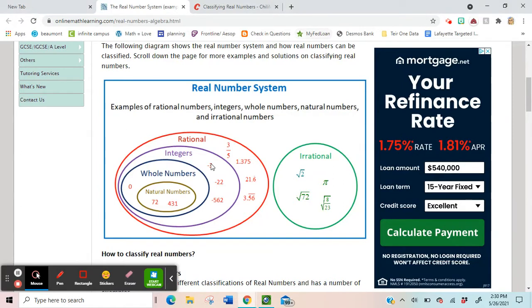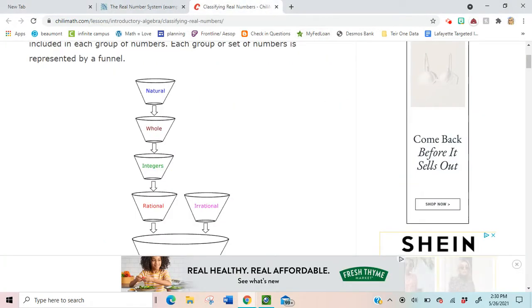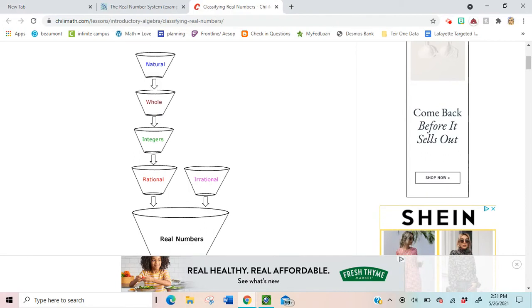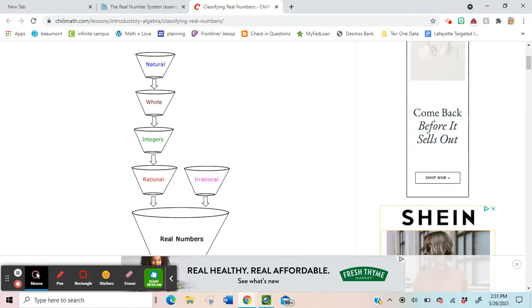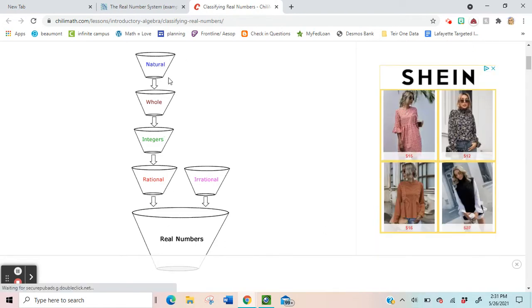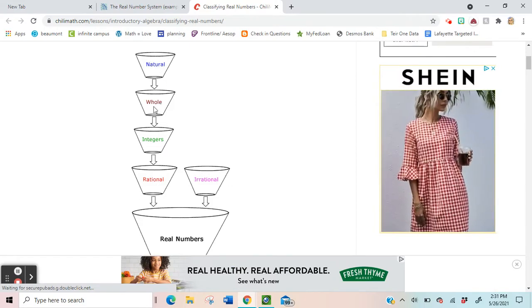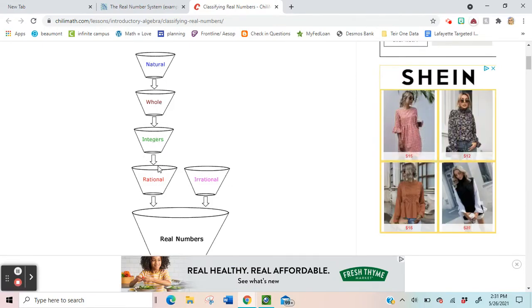So the first thing that I'm going to show you, I like this visual here on this screen, talking about different groups of numbers. And this one's kind of acting like it's like a funnel or like a cup. So there's a bunch of different ways we can classify a number. And if we classify something as a natural number, it is also a whole number, and it flows into integers, it flows into rational, and it flows into real.